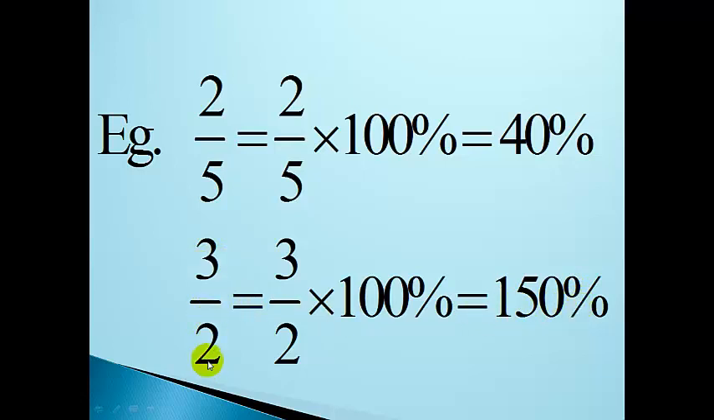3 over 2 as a rational number is equal to 150%. So that is how we convert rational numbers to percentage.